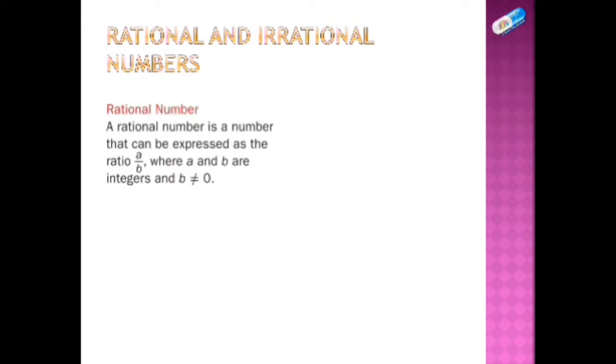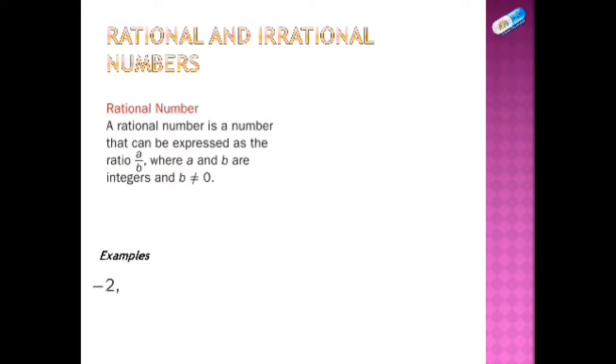Rational and irrational numbers. A rational number is a number that can be expressed as the ratio a over b, where a and b are integers and b is not equal to 0. There was a video explaining rational numbers, so please, if you don't remember, revise it again.